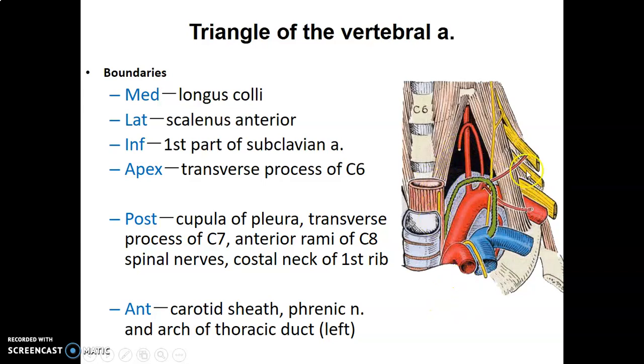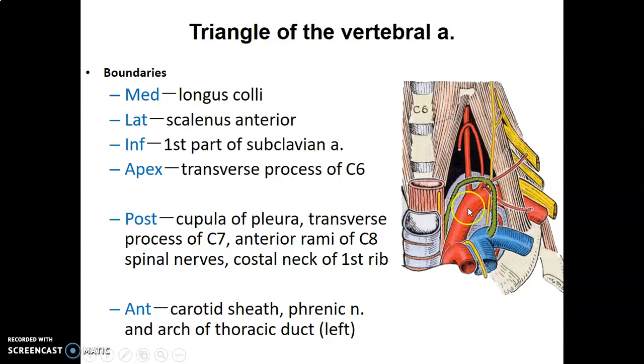Then anterior to this triangle of the vertebral artery, you have the carotid sheath, the phrenic nerve, and the arc of the thoracic duct. What do you mean by the arc of the thoracic duct? At the sternal angle of Louis, the thoracic duct usually shifts from the right to the left side to come and empty at the brachiocephalic vein. So that's the arc. So it's located anterior to the triangle of the vertebral artery.